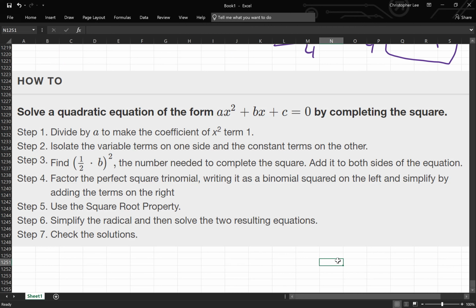Axis of symmetry. The number needed to complete the square, added to both sides of the equation. Step 4, factor the perfect square trinomial, write it as a binomial squared on the left and simplify by adding the terms on the right. Use the square root property, simplify the radical, and then solve the 2 resulting equations. In step 7, check your solutions. So that's the notes right there.